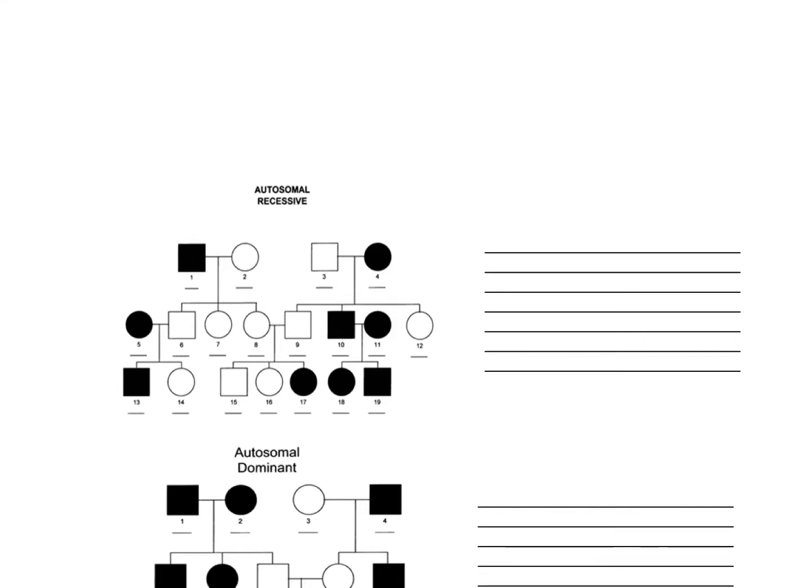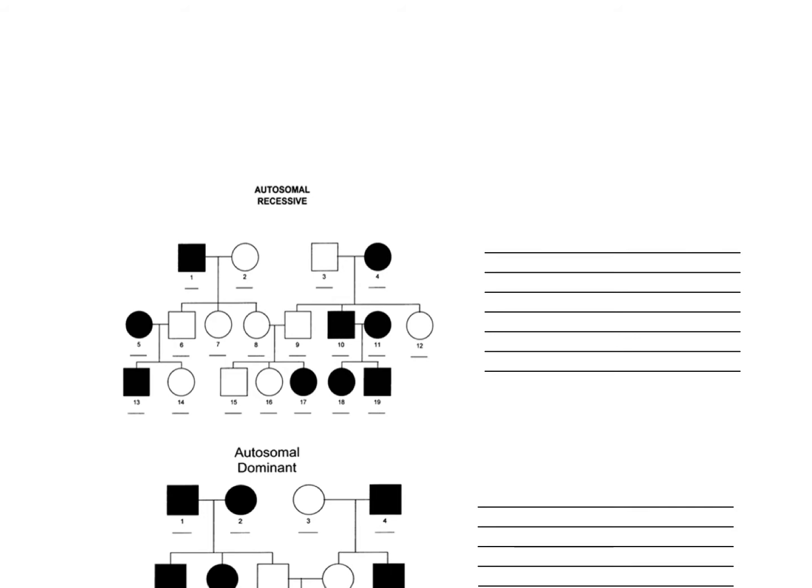Everyone, in this video I'm going to go over your activity on pedigrees. In this activity we're going to be looking at several examples of pedigrees and how to identify, using some common characteristics, the different types of pedigrees or conditions that we're looking at. In this first pedigree we're going to be looking at autosomal recessive.